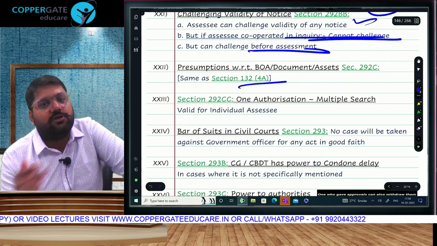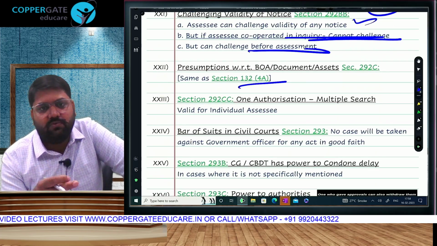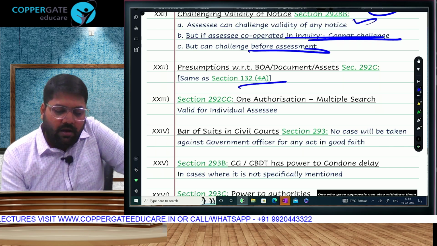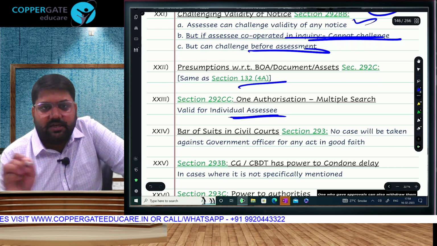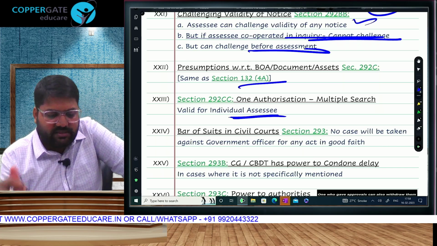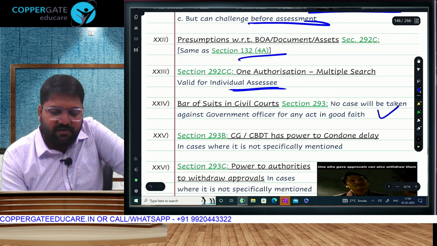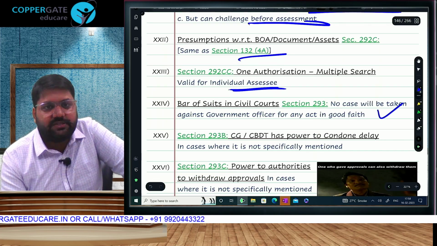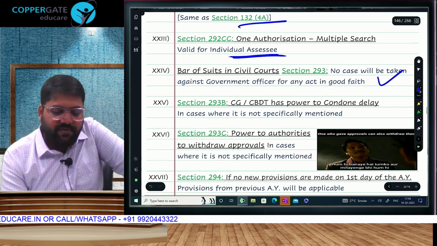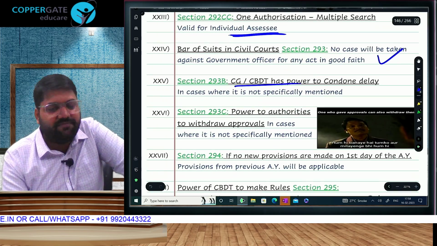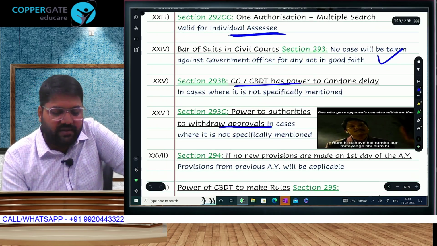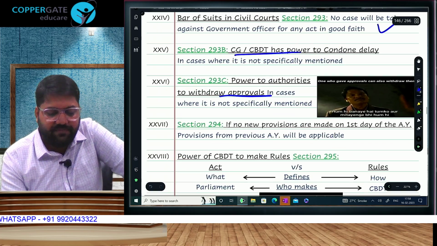Presumptions for books of accounts and documents: they belong to the assessee, and the contents are true, as are the signature, handwriting and attestation. If we want to conduct search at multiple places, there can be one authorization for multiple searches. No case will be filed against officers for action done in good faith. Wherever it is not specifically mentioned, we can condone delay. Likewise, we can withdraw approvals also if not specifically mentioned.